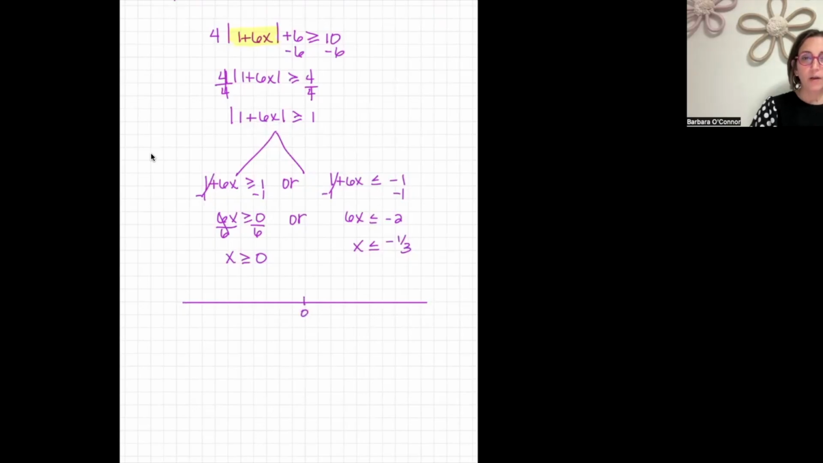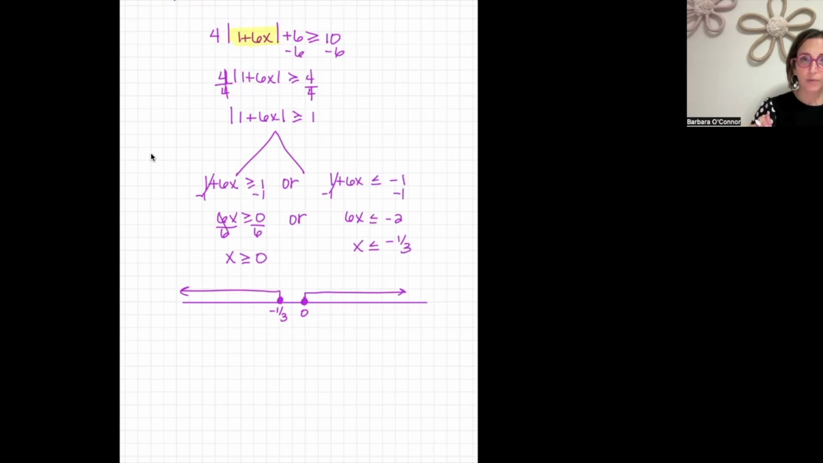So the values that satisfy this inequality are all values of x that are either greater than or equal to 0 or less than or equal to -1/3. Anything that's in between them will not satisfy the original inequality. So there you have it.